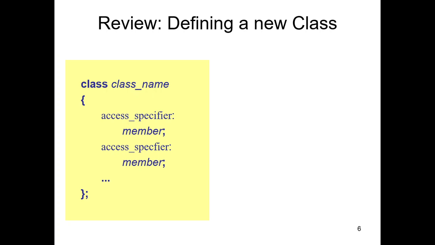This is how you define a class. In fact, this is a declaration. You start with the keyword class, you specify a name for that class, and the name should be meaningful, using the same rules that we use for any identifier. Then the opening curly brace, the closing curly brace, and this semicolon. Remember this semicolon whenever you're declaring.